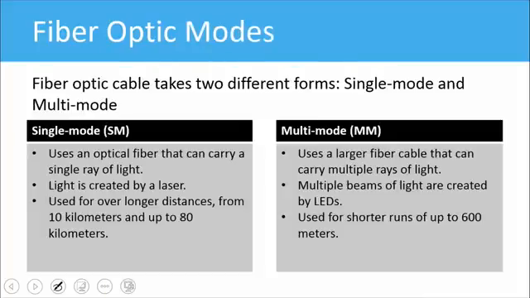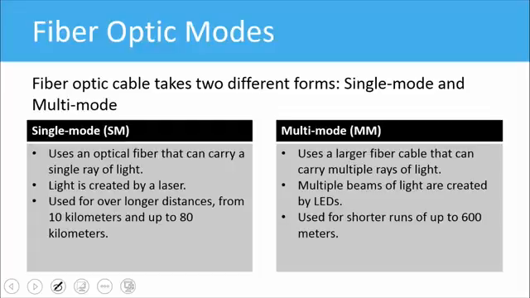All right, so there are a couple different modes with fiber optic cabling, and this can be a little confusing, so do make sure that you're paying close attention right now. There's single mode, and it actually just carries data through a single ray of light, and light in this instance is created by a laser. It's used for much, much longer distances, like 10 kilometers up to 80 kilometers, which is really, really far. This is the type of fiber optic cabling that's used to send data across oceans, right?